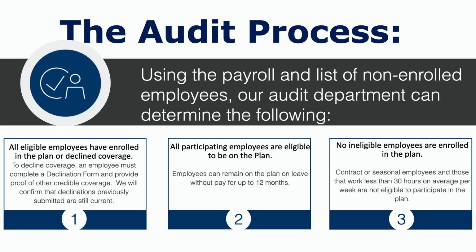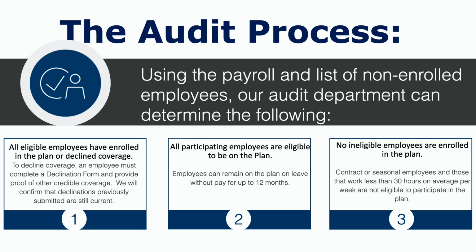All right, so when we do the audit, we will request your payroll, and the big question is, why do we use payroll? First, we can use the payroll records to determine who is an eligible employee and verify that all eligible employees have enrolled in the plan or declined coverage. We compare the payroll to our records to confirm that employees that work 30 hours or more each week on average have enrolled in the plan or have provided a complete declination form and proof of other coverage.